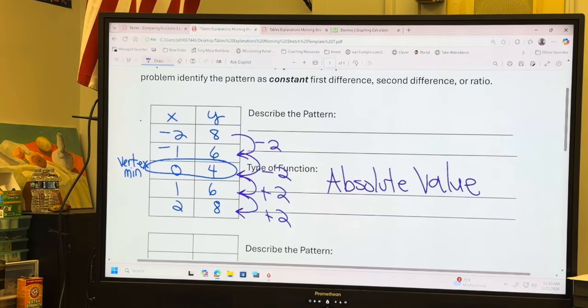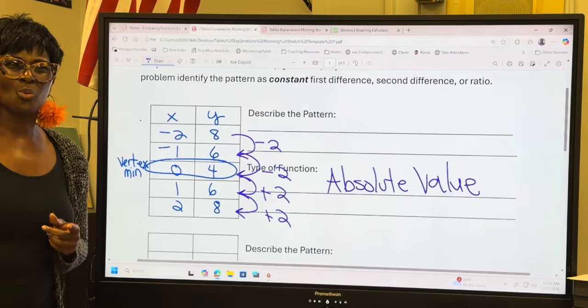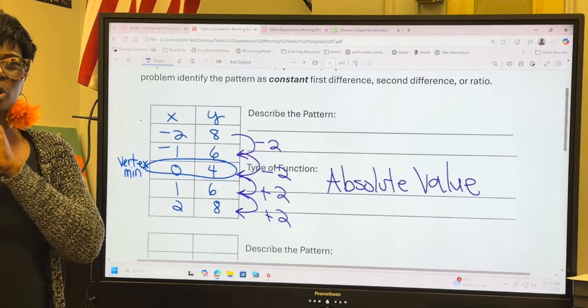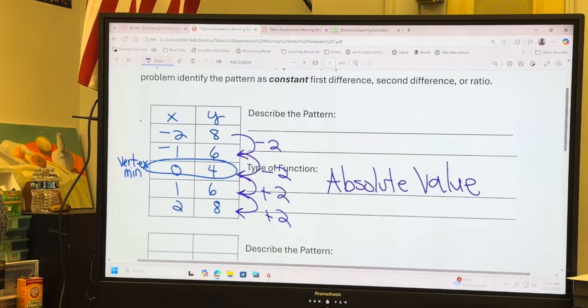Absolute value. Now describe the pattern. How do we know this was? There's two major things that I know we saw. What two things did we see? Yes, sir. The number is turning negative and positive. So what does that mean?